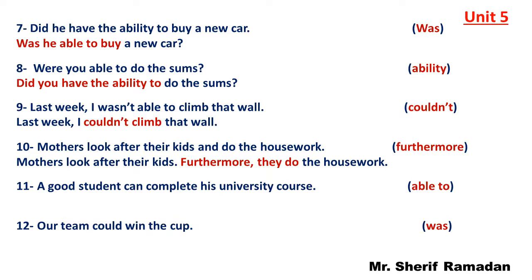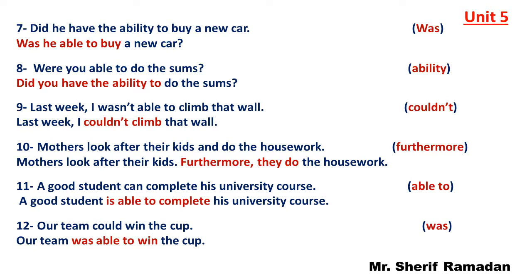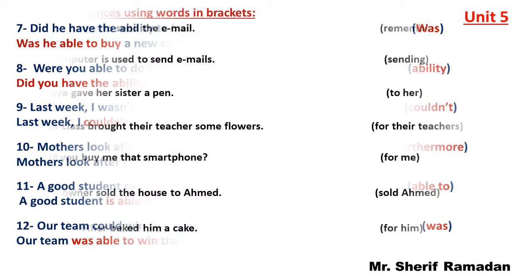Number 11: A good student can complete his university course. استخدم able to بدل كلمة can هنا في المضارع، يعني لازم يكون قبلها am أو is أو are، يبقى هقول a good student is able to complete his university course. Our team could win the cup. استخدم كلمة was، يبقى هقول our team was able to win the cup.